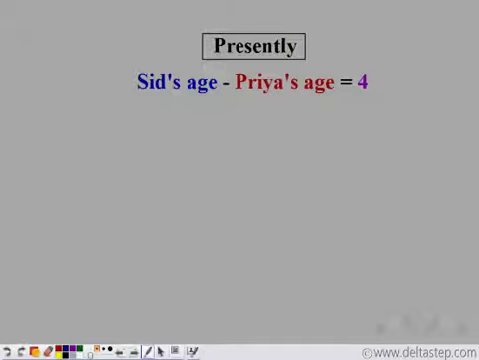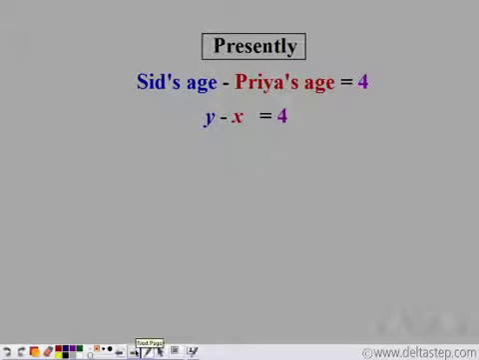Well, in this case, the age of Sid and the age of Priya are the two unknowns. So let us represent them with variables. We represent Sid's age by a variable y and Priya's age by variable x. So we have y minus x is equal to 4. So this is what we have. y minus x is equal to 4.